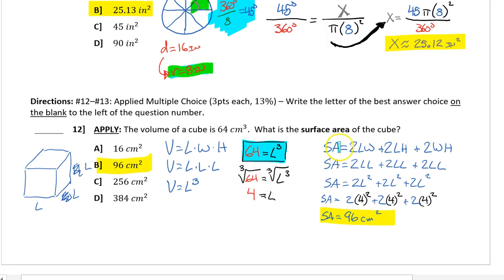From there, I use the surface area formula found from our formula sheet to find the surface area of this cube, which is a rectangular prism. Notice here I modified my formula to not include widths and heights, but all just lengths. So substituting L in gives me 2 times 4 squared plus 2 times 4 squared plus 2 times 4 squared, which gives us an answer choice of 96 centimeters squared. Again, most of us incorrectly tried to do a ratio problem. This was just an application of our volume and surface area formulas.